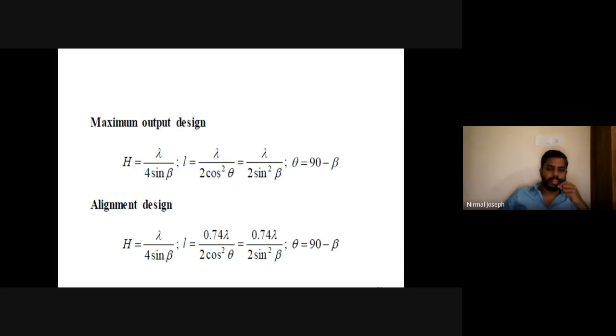So we can have two types of design: maximum output design and alignment design. The maximum output design will give you the maximum output, and the alignment design will give you maximum directivity.